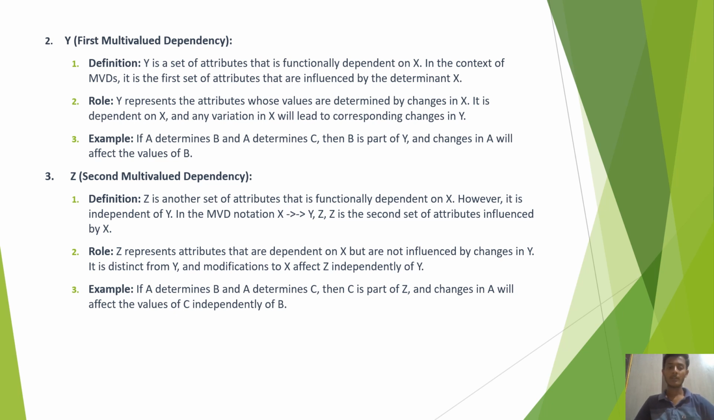Z, second set in multivalue dependence. Z is another set of attributes that is functionally dependent on X. However, it is independent of Y. In the multivalue dependence notation X ->> Y | Z, Z is the second set of attributes influenced by X. Role: Z represents the attributes that are dependent on X but are not influenced by changes in Y. It is distinct from Y, and modifications to X affect Z independently of Y. Example: if A determines B and A determines C, then C is part of Z, and changes in A will affect the value of C independently of B.